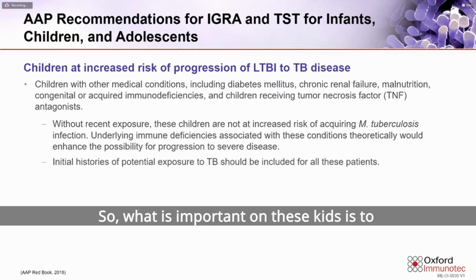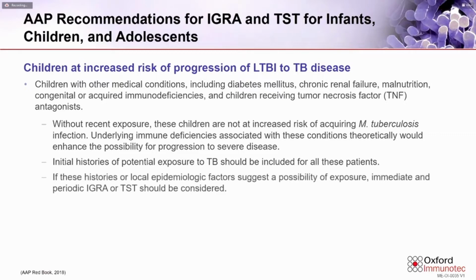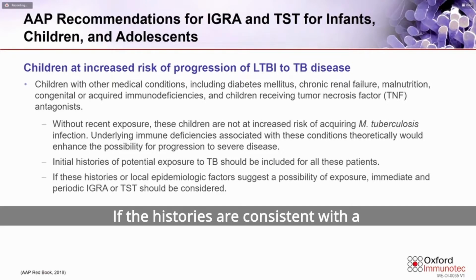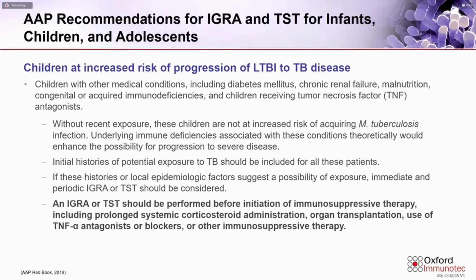So what is important in these kids is to get an initial good history about all of the potential exposures to TB before you decide if they need to be tested or not. If the history is consistent with a potential exposure, then of course you immediately send an IGRA or a TST. This is according to the Red Book.